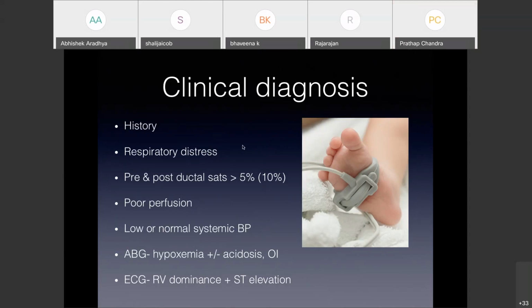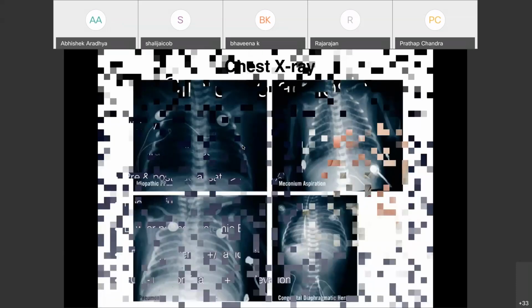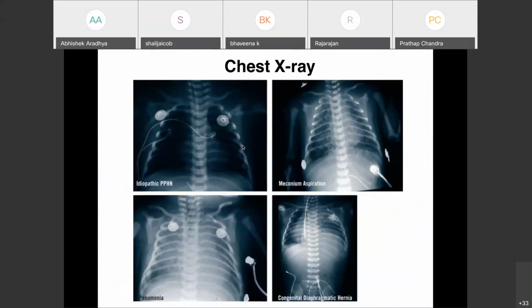And in some cases, when you do an ECG, you will see right ventricular dominance and ST elevation. I'll tell you why all these things happen. So moving on, chest X-rays again form a very important role in the diagnosis. I'm so sorry if the images are not well projected. The first one is idiopathic pulmonary hypertension, or sometimes we call it the black lung or the dark lung, where almost no blood is entering the lungs, which can cause severe hypertension.